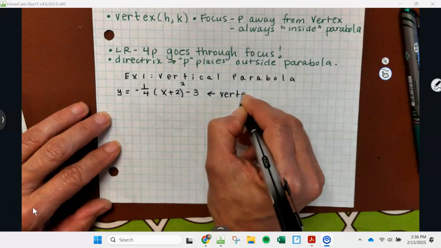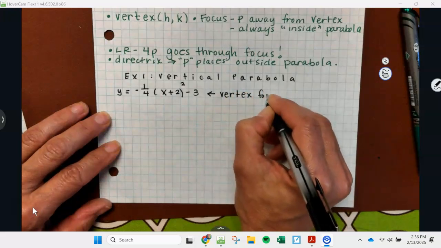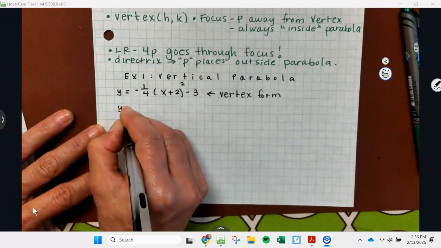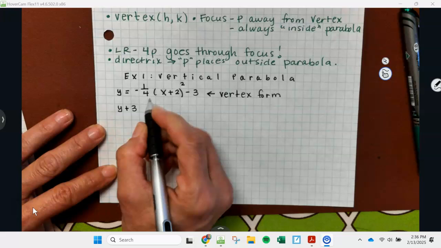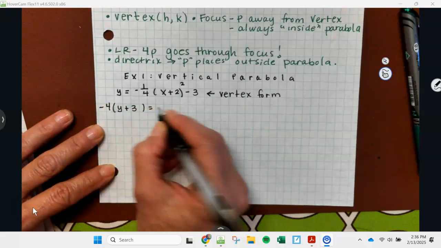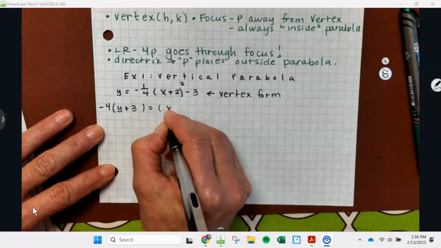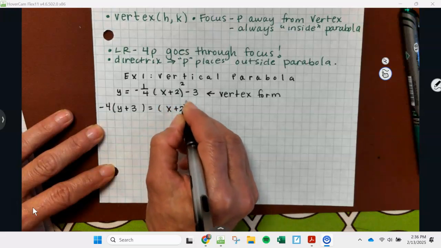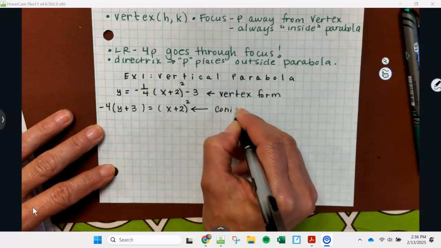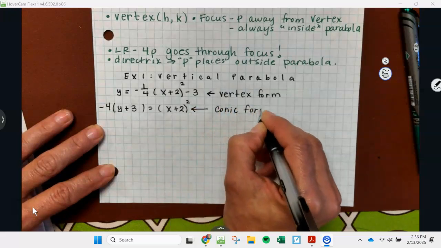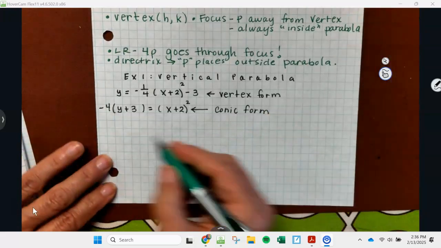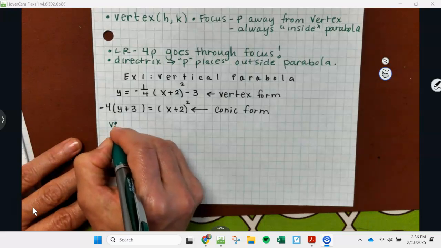Now just remember, this is called vertex form. We're in a conics unit, so I'd like to also show you the conic form. So look, I wrote a plus 3 right there. That plus 3 came from the other side of the equal sign. And that -4, that is the reciprocal of the A value, which is -1/4. And the (x plus 2) squared stays there. That's called conic form. We'll talk more about that later.